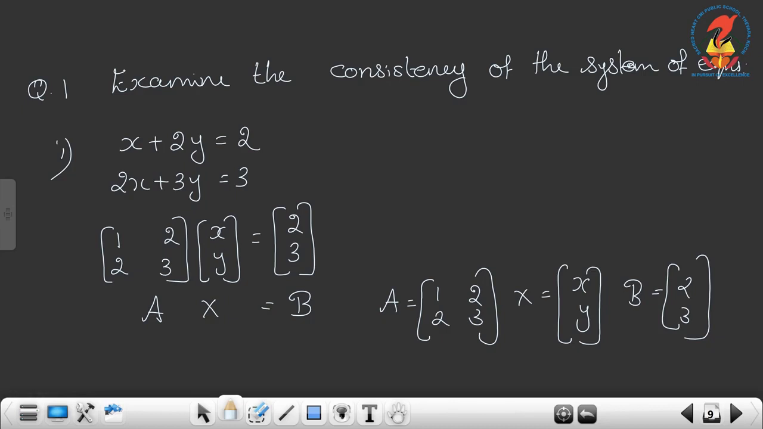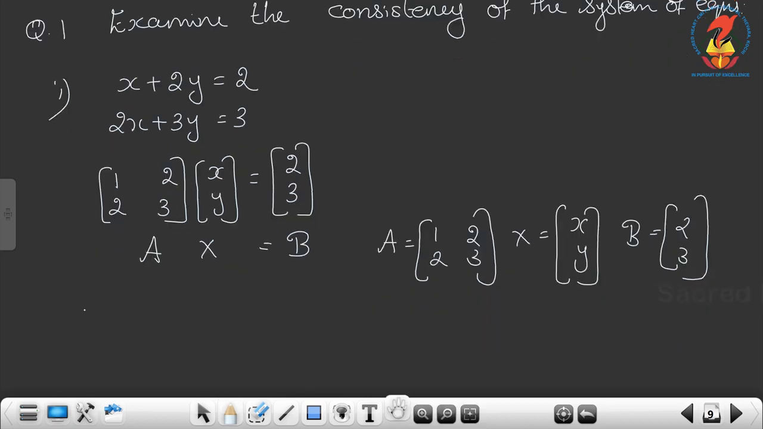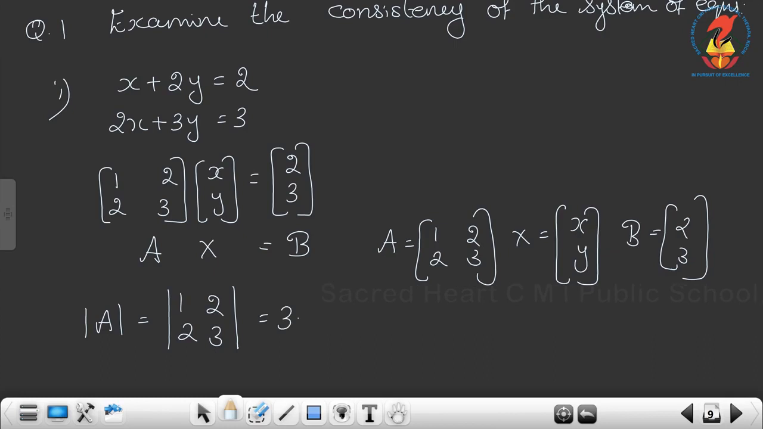Now is the system consistent? So what do you have to check? You have to find determinant A. Determinant A is equal to determinant 1, 2, 2, 3. So 3 minus 4 is equal to minus 1, not equal to 0. So if determinant A is not equal to 0, you can write that a unique solution exists.